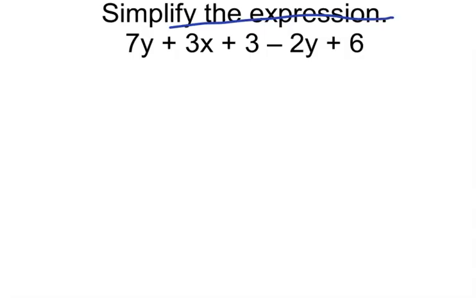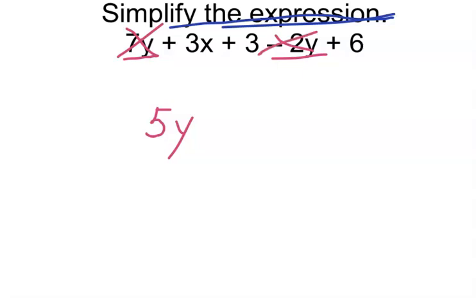All right. Simplify the expression. So we are going to be looking for like terms. Okay, so let's look at this one. We have a 7y. Are there any other y's in this? Yep, there is a negative 2y. Okay, so we have a 7y and a negative 2y. So it's 7 minus 2, which is 5. So we have 5y. And that takes care of that and that.